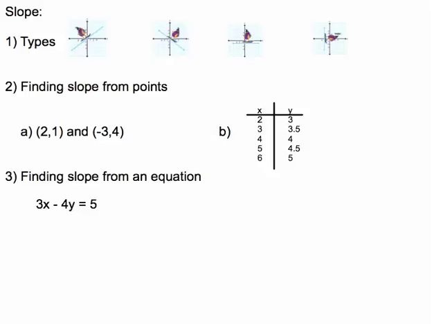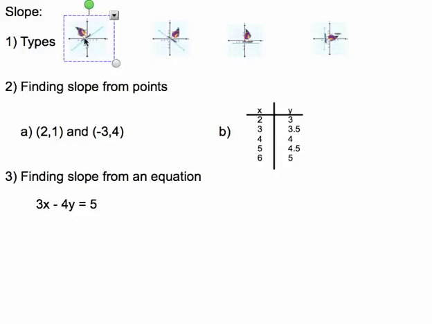Next is everyone's favorite thing, slope. Remember when we did slope? Slope, all it is, is the change in the y-axis over the change in the x-axis. The first thing you need before you start talking about slope is you need to know the four types.